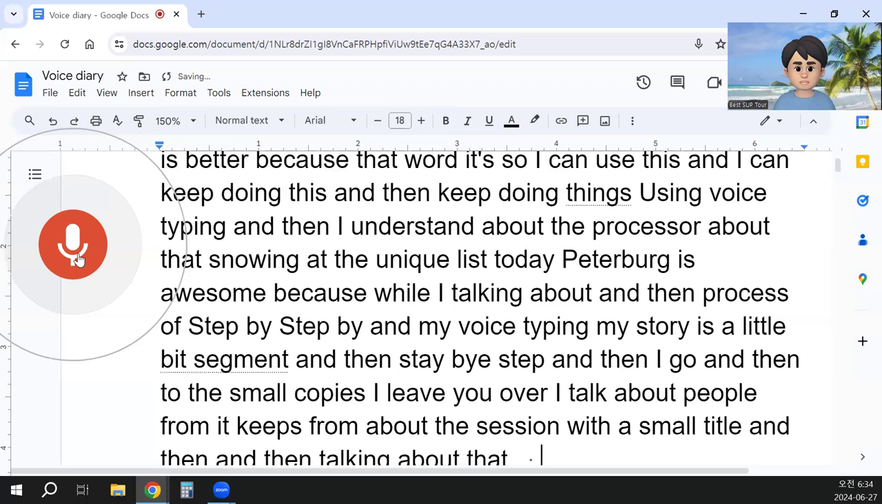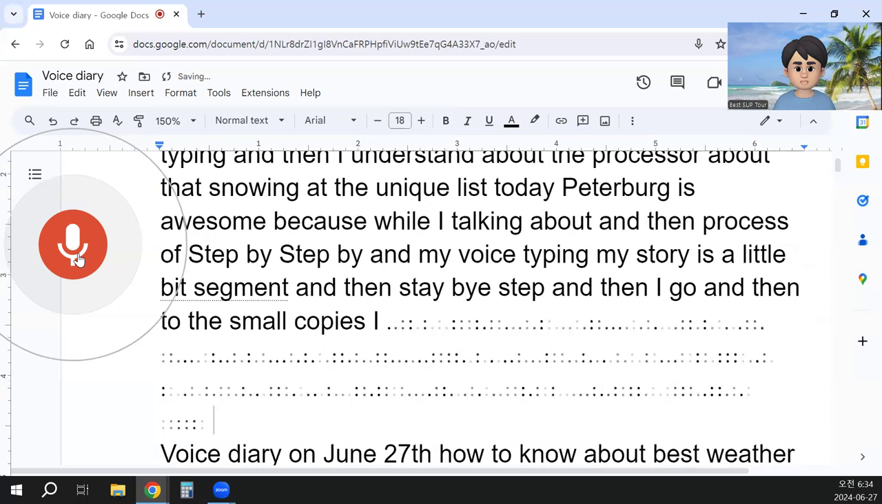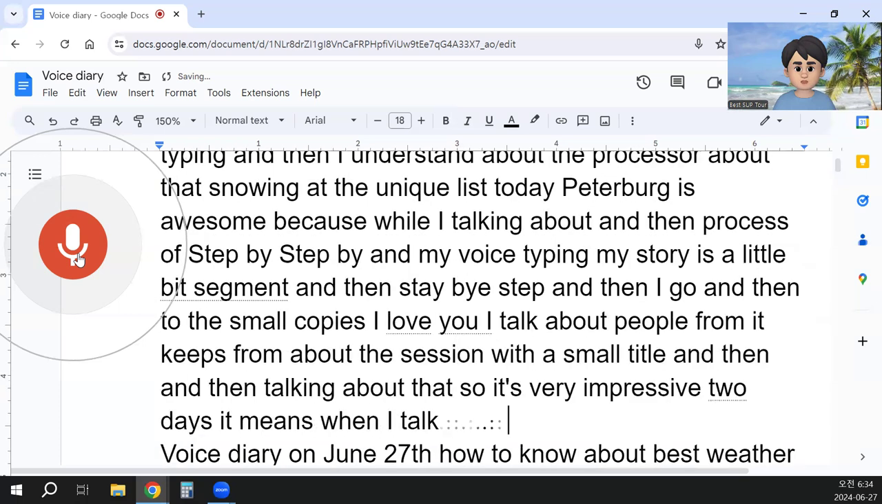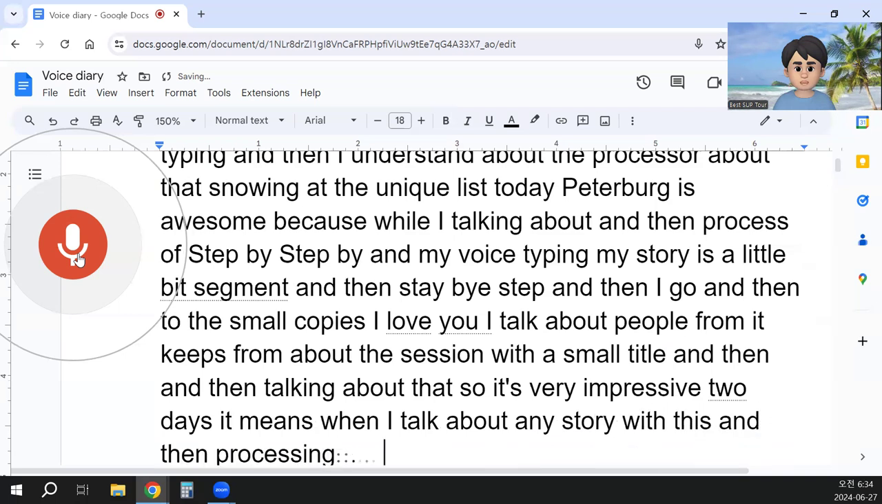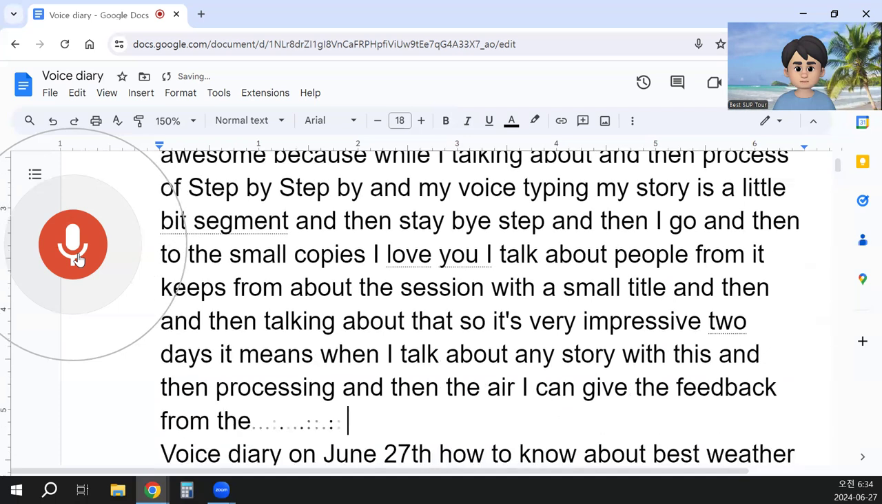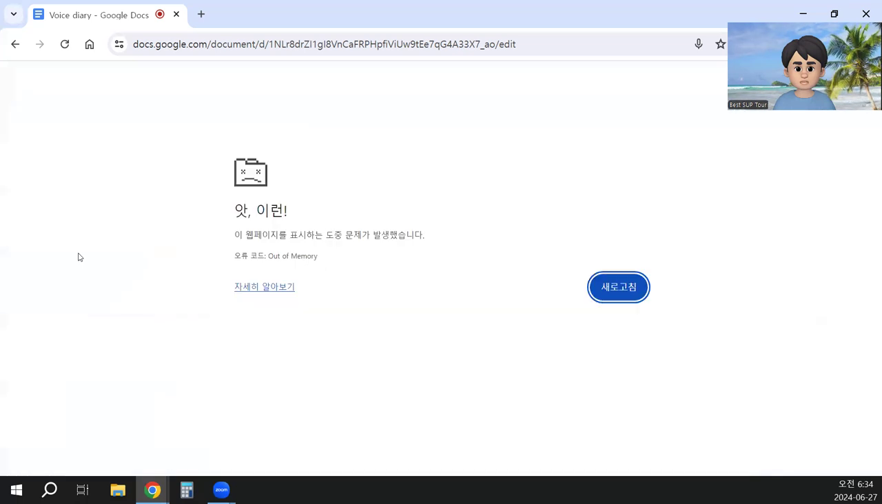So it's very impressive. It means that when I talk about any story with this processing, the AI can give the feedback differently, with a well organized session, like in a reference book, and it's well organized.